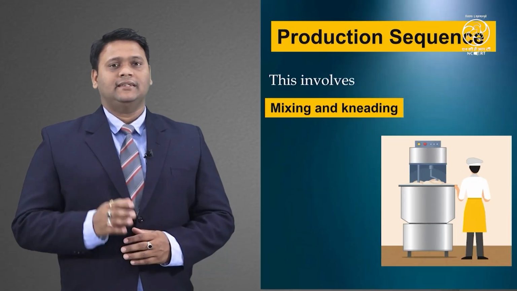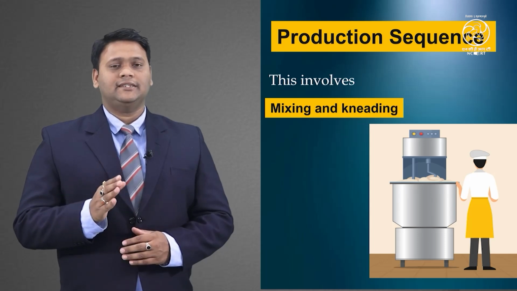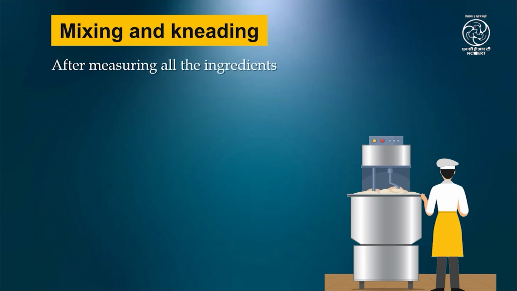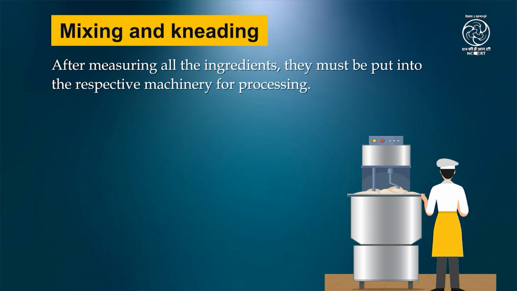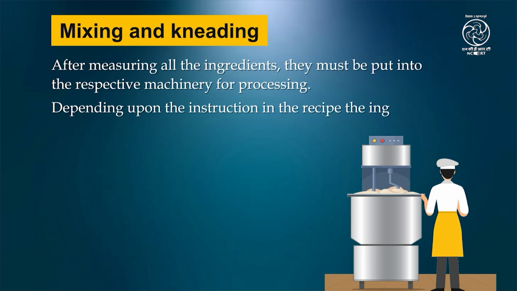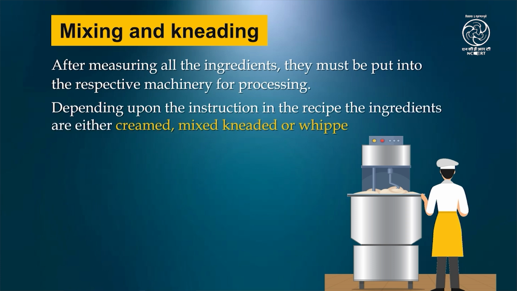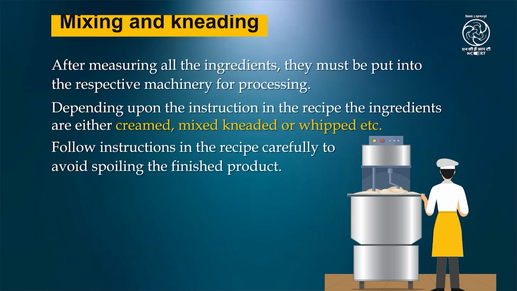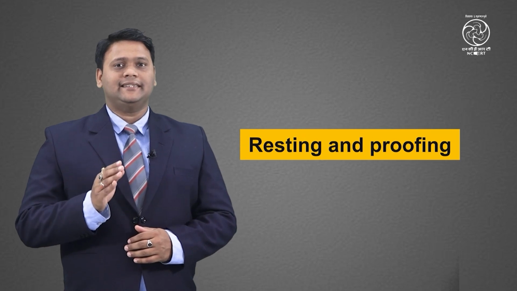Production sequence. This involves, first, mixing and kneading. After measuring all the ingredients, they must be put into the respective machinery for processing. Depending upon the instruction in the recipe, the ingredients are either creamed, mixed, kneaded, or whipped, etc. Follow instructions in the recipe carefully to avoid spoiling the finished product. Next is resting and proofing.